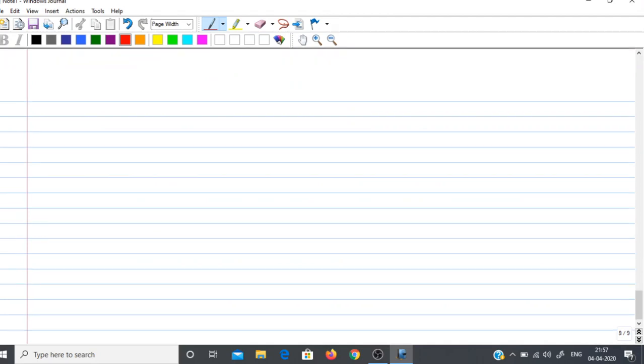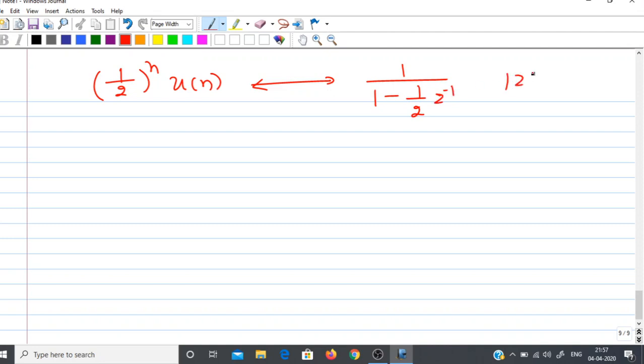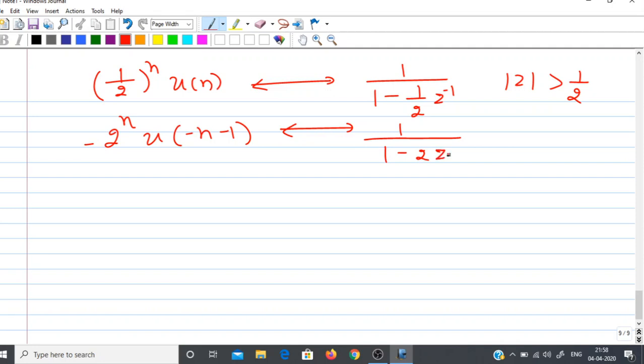So we have now seen three different infinite duration sequences. Which three have we seen? First we saw half to the power n u[n], and its Z transform was 1 upon 1 minus half Z inverse with mod Z greater than half. The other sequence we saw was minus 2 to the power n u[-n-1]. What is the Z transform of this? 1 upon 1 minus 2Z inverse with mod Z less than 2.